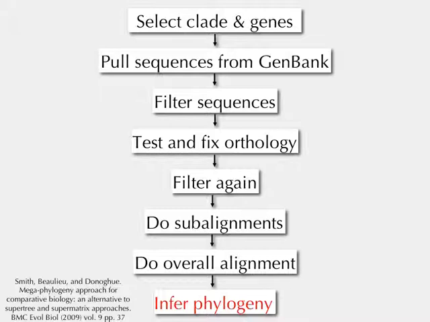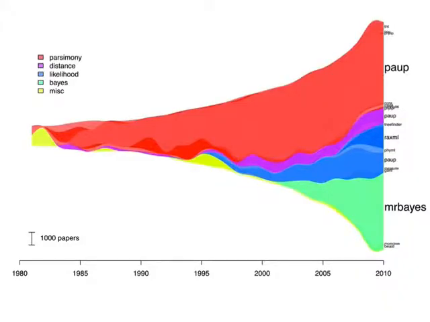So there's a whole bunch of steps of getting the data and processing the data before we actually start the inference step. We're going to get into the details of this later. I'm going to show you a high-level overview of different ways to infer trees. People have had religious fights about this, like throwing chairs and crazy stuff, about which methods to use. We'll talk more about what the methods are. But here you can see, through time, the number of papers that publish trees, which methods they use, and here which software they use.